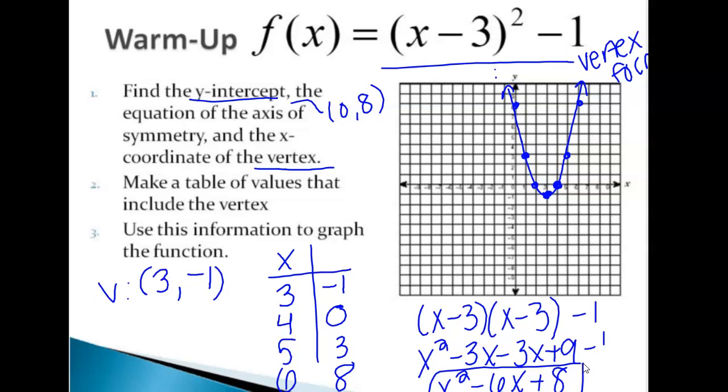So the AOS is simply the h value of the vertex. So my AOS is at 3. I have my y-intercept at (0, 8), my vertex at (3, negative 1). I made my table of values, and I got my graph. So that is pretty much everything we did last week in a nutshell. The only thing we're adding to it today is the solutions.